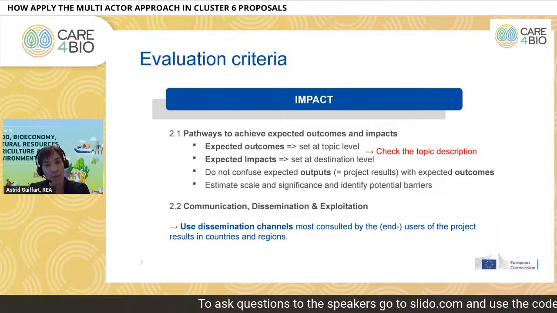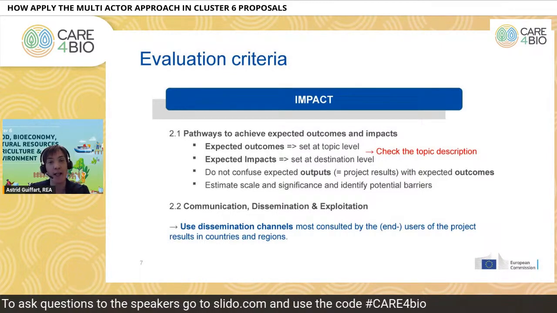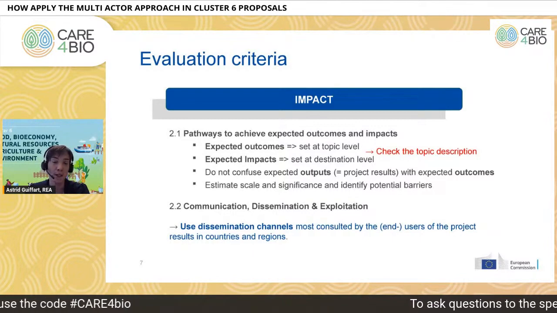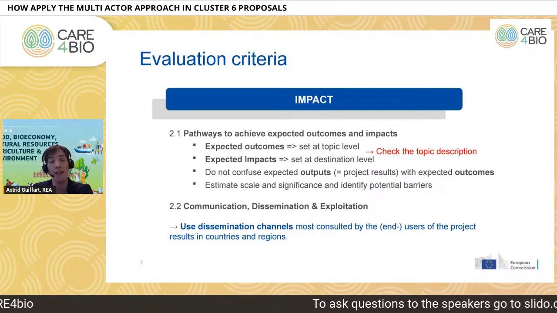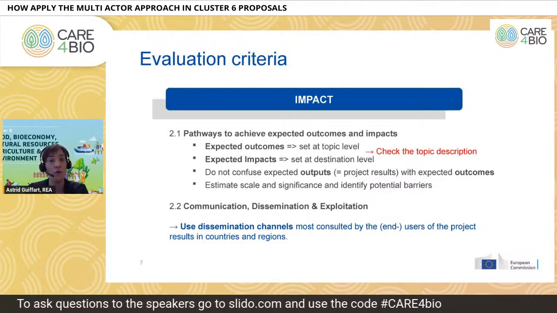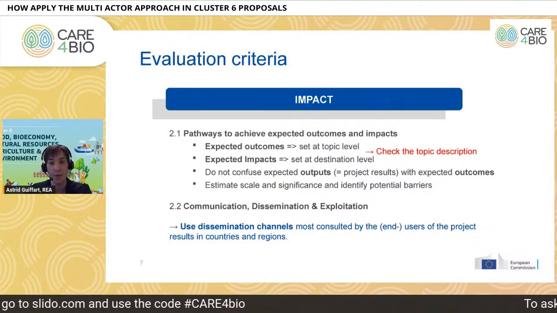And in the second aspect of the impact, we have the communication, dissemination, and exploitation. There, in this criterion, we also consider the multi-actor approach, in the fact that the proposal is using the relevant channels and the relevant tools and approaches to ensure this engagement of users throughout the project implementation.